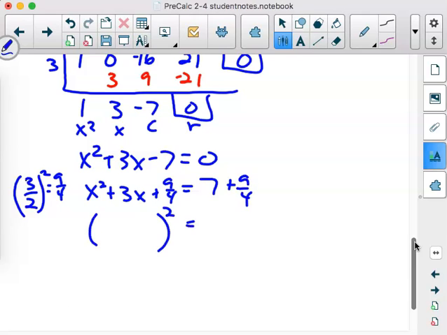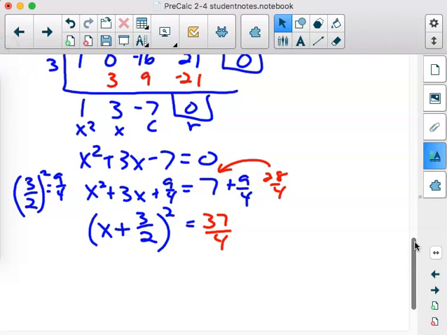So the good news is we just made a perfect square trinomial, and it is x plus, and we know what we squared. We had to square 3 halves. On the other side, either do it in your head or use your calculator if you want to, but we need that fraction, and we need it as an improper fraction. So 7 in fourths would be 28 fourths. So 28 fourths plus 9 fourths would be 37 fourths.